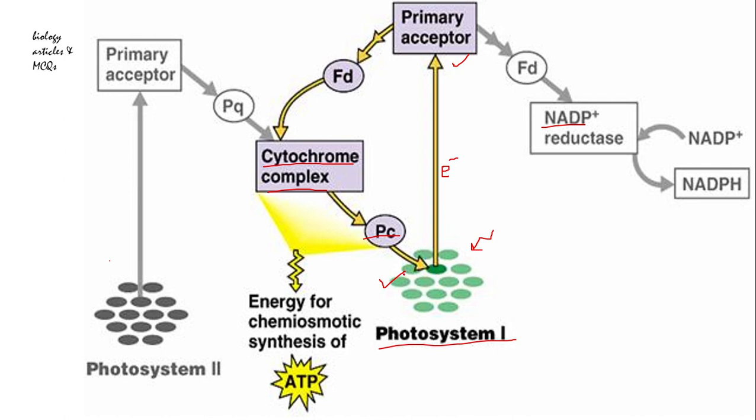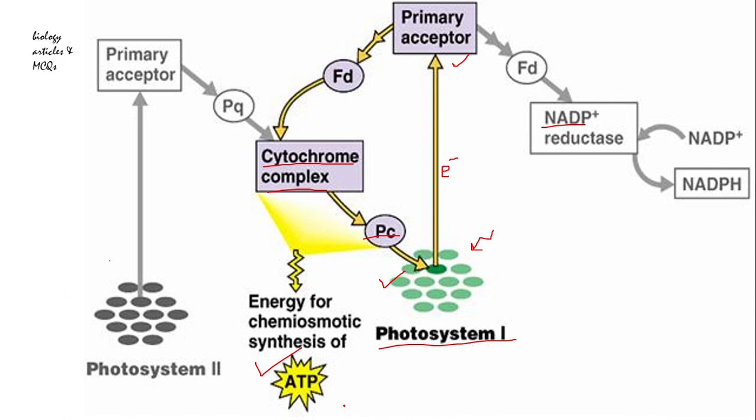So this reaction is called the cyclic photophosphorylation. And why is this called photophosphorylation? The reason is the same, because there is the use of light in this reaction and there is the synthesis of ATP in this reaction. So this pathway is called cyclic photophosphorylation.